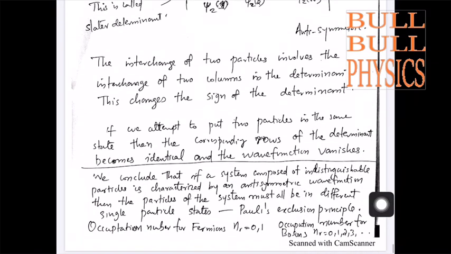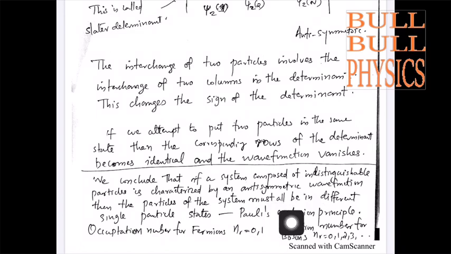With regard to the occupation number, since the Pauli exclusion principle is obeyed by fermions, the occupation number, the number of particles that can occupy a given state, is either 0 or 1. But for bosons, there is no such restriction. Any number of particles can occupy a state. So N_r for bosons is 0, 1, 2, 3, etc.